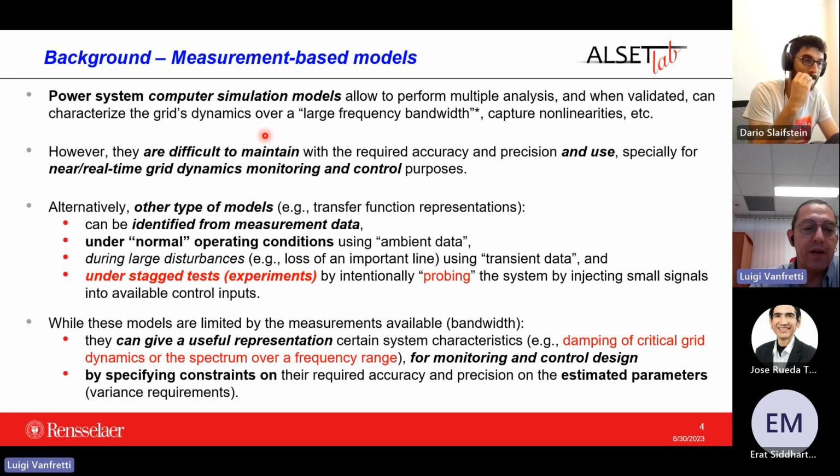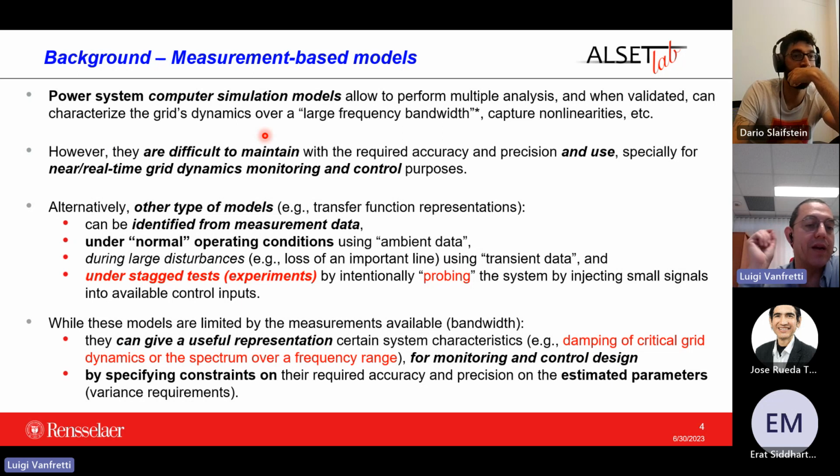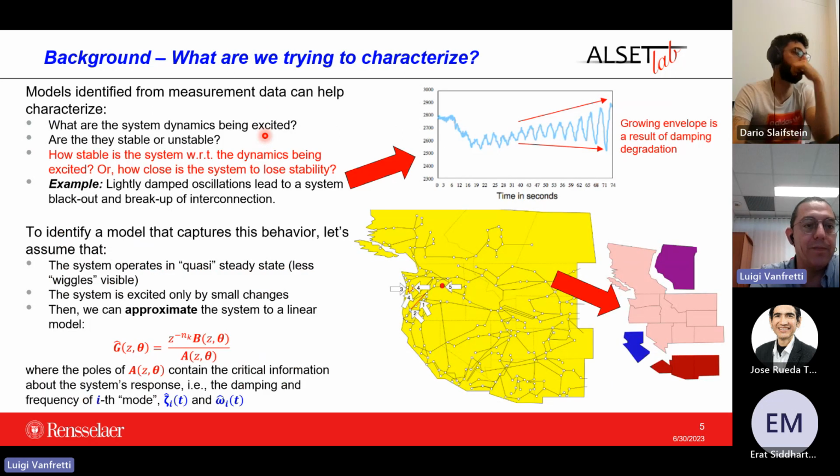And the other thing is that we can actually specify constraints on the required accuracy and precision of estimated parameters. So for example, if I estimate a transfer function and I get the denominator, I can extract the poles. And from there, I can get the frequency and damping of each of the grid dynamics. And what I can do on top of that when you do an experiment is that we can specify constraints on the accuracy. So we can not only get damping and frequency, but also we can get the variance. And the variance is a very important quantification that helps us to tell the quality of our estimate.